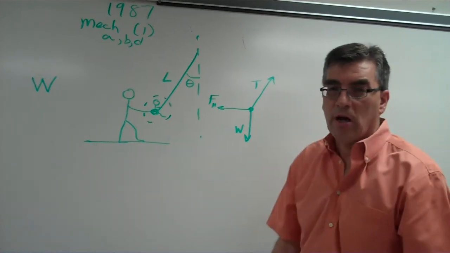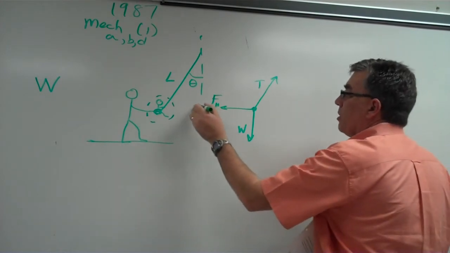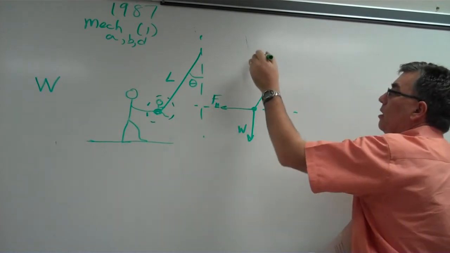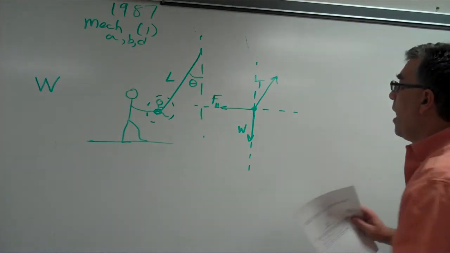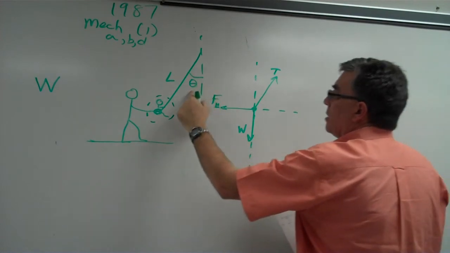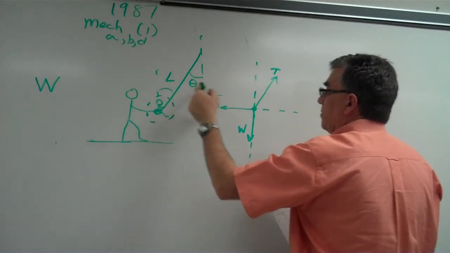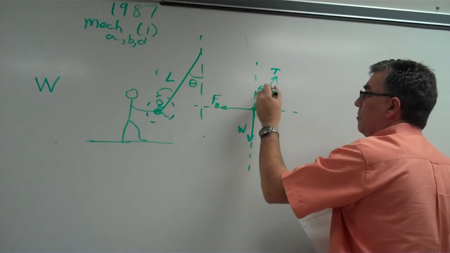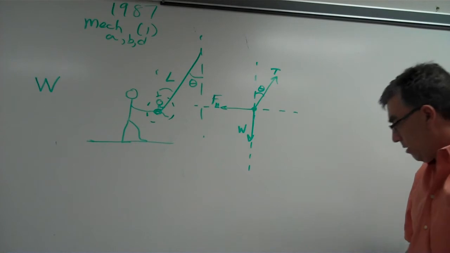So that's the first step, draw a decent free body diagram. Next step, draw your coordinate system. Now, let me move this T a little bit because it's kind of in the way. This angle's theta, so that means this angle here has to be theta. So that's theta right there. Be careful when you draw your free body diagram. So now I've got my angle.